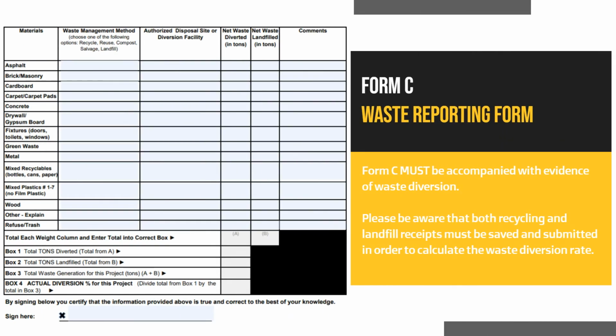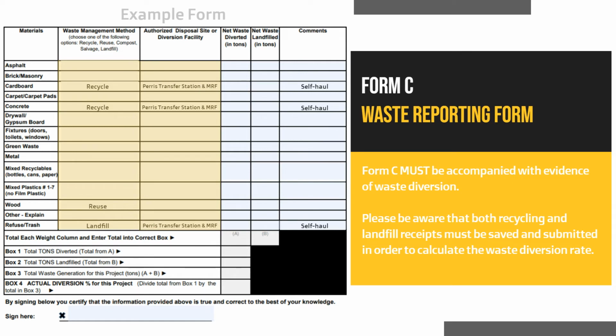Now, we will take a look at what the calculation process looks like in practice on the second page of Form C. Let us use John's project as an example. Let's say John followed his Form B waste recycling plan accordingly. He is expected to provide evidence of waste diversion in the form of receipts from an authorized disposal facility in addition to photos of any materials that were reused. On his form he will once again indicate the waste management method and diversion facility for each material.